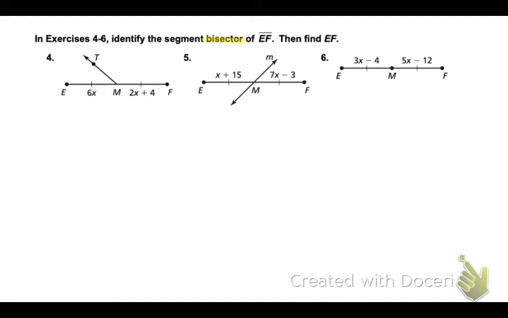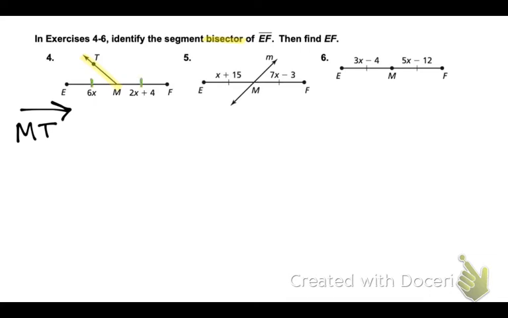So in number 4, our line segment is being cut in half by this. Is it a point, line, plane, ray, segment? It is a ray. We're going to name the ray. When we name it, what direction does the arrow point? To the right. What would the first letter be? M. And then T. So our bisector is MT. After that, we need to find the length of EF.